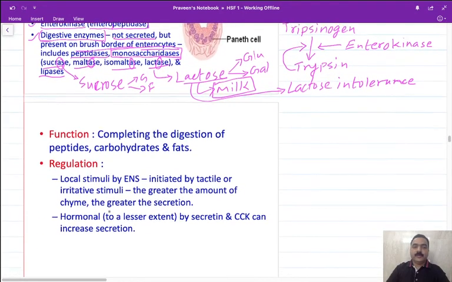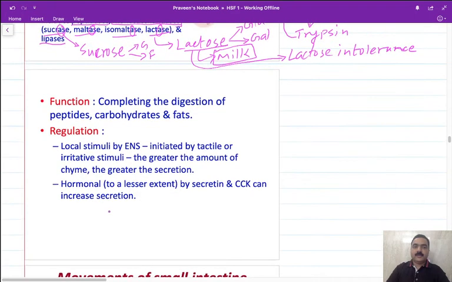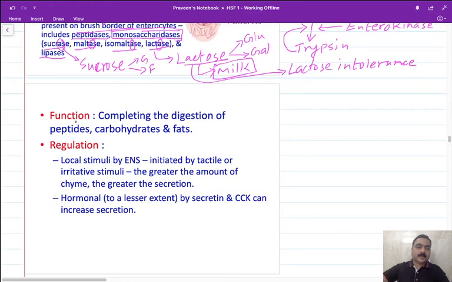So moving forward, what are the functions of the succus entericus? It is completing the digestion of the proteins, carbohydrates, and the fats. And how are they regulated? They are regulated by the enteric nervous system, initiated by the tactile or irritative stimuli coming from the chyme. So the greater the amount of chyme, the greater the secretions. They are locally controlled by the enteric nervous system, which includes the myenteric plexus and the Meissner's plexus.